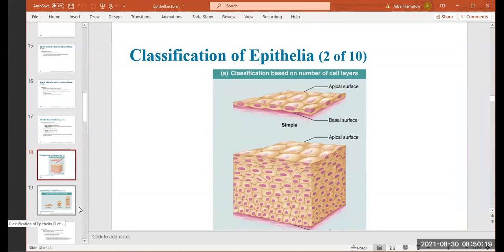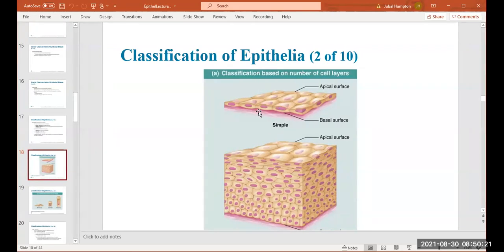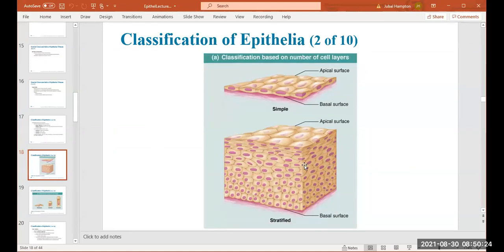All right, so here's an example of simple up on the screen versus stratified tissue. And so you can see the layers here. The most mitotically active cells are going to be along the basal surface. And as they divide and increase their numbers, they push upwards and outwards towards the apical surface. And so this apical surface is constantly being shed and replaced by new cells from the bottom.